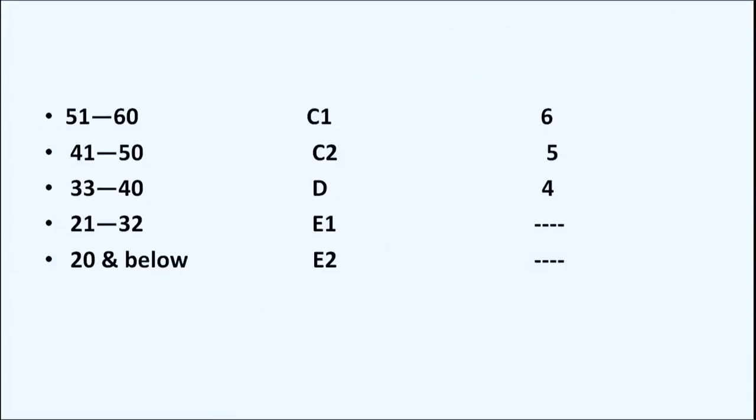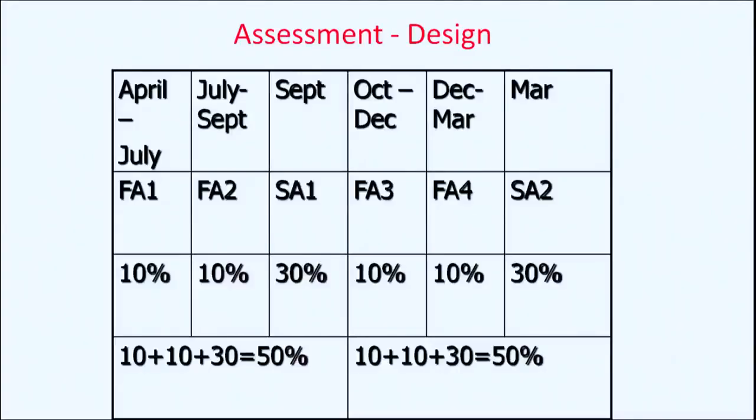Now, this is the assessment design. FAs, this is a tentative design. There is a flexibility in this design. April to July is FA1, July to September FA2, and in September there is an SA1. October to December is FA3, December to March FA4, and March is SA2. Every FA makes 10%, every SA makes 30%. Together, the first part makes 50% and the second part makes 50%. In all, 100%.